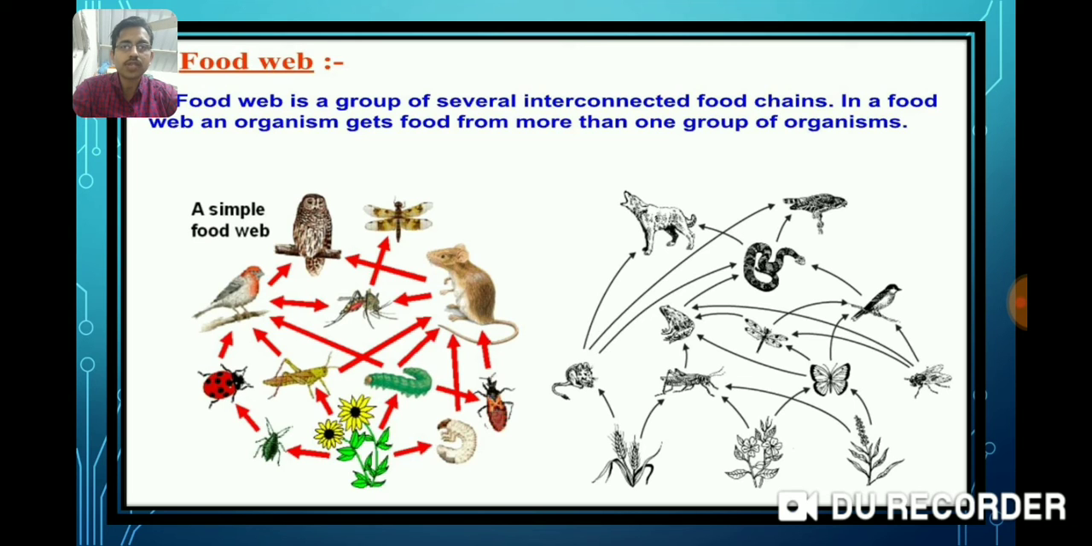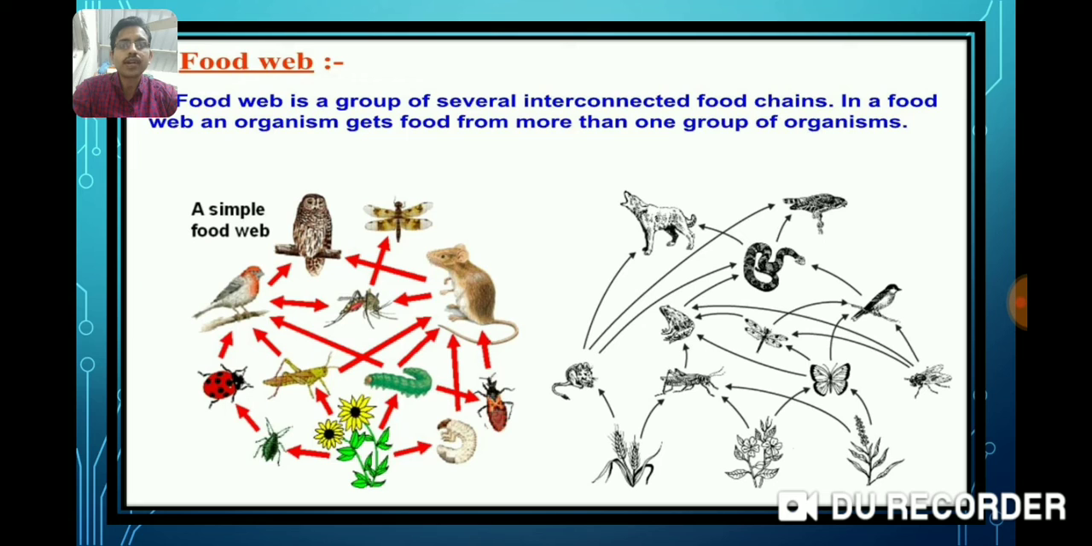As you can see on your screen, a grass can be eaten by rat, by rabbit, by deer, and by herbivorous insects like grasshopper, which can be eaten by several other organisms. So several food chains are interconnected to each other. This makes a food web. Food web represents multiple feeding relationship of organisms in an ecosystem.